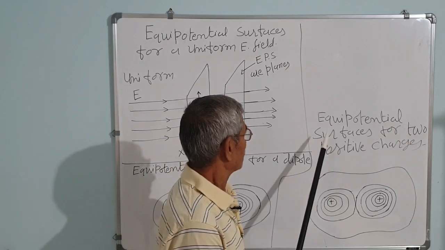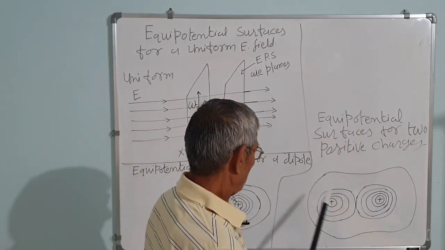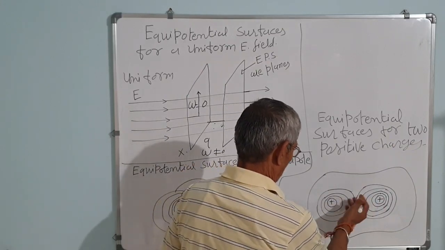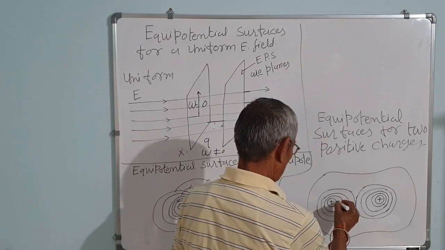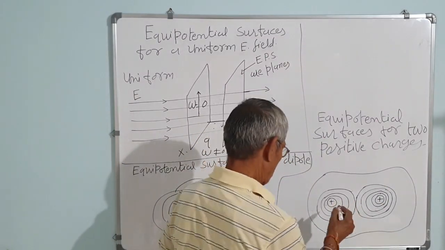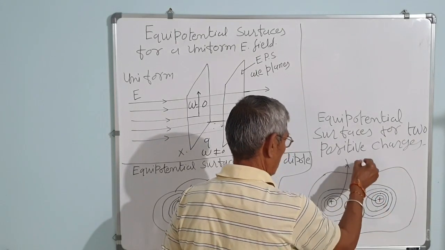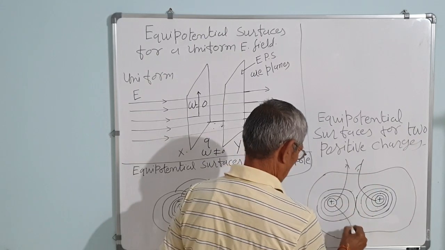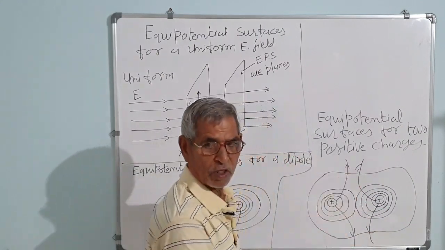Another one, the last one, equipotential surfaces for two positive charges. As shown in the figure, you can draw the electric field lines also. These are positive charges, so the field lines will repel, they will try to go away from each other. You can draw more lines also.